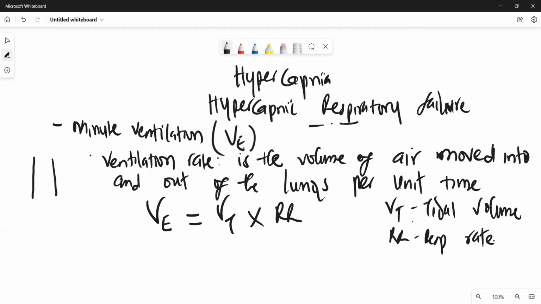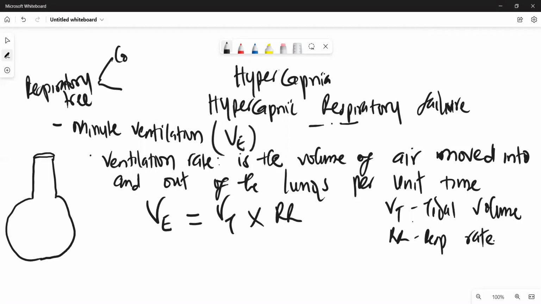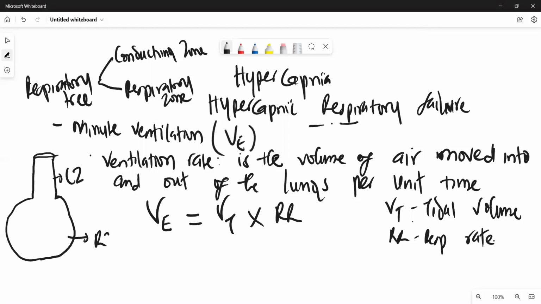So I'm going to draw this just to have a visual representation of what I'm trying to explain. If we look at our respiratory tree, the respiratory tree is divided into two. We have the conducting zone, and then we also have the respiratory zone. For the case of this conversation, I will use this area to represent our conducting zone, and this area is going to be our respiratory zone.